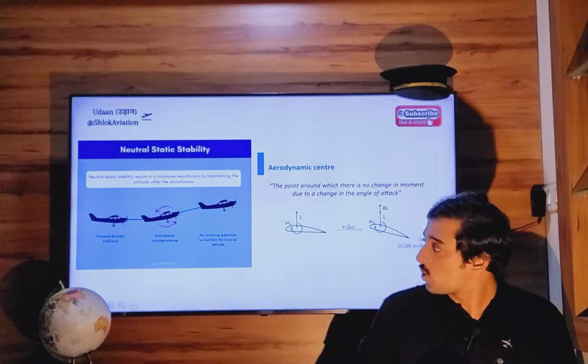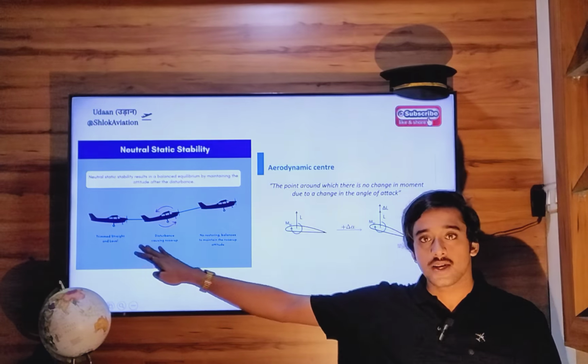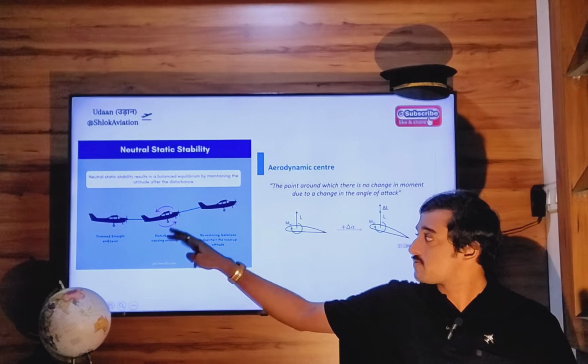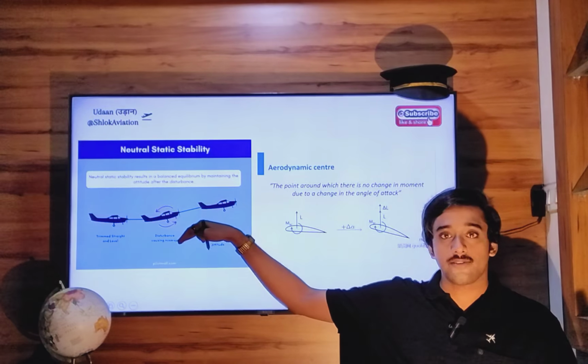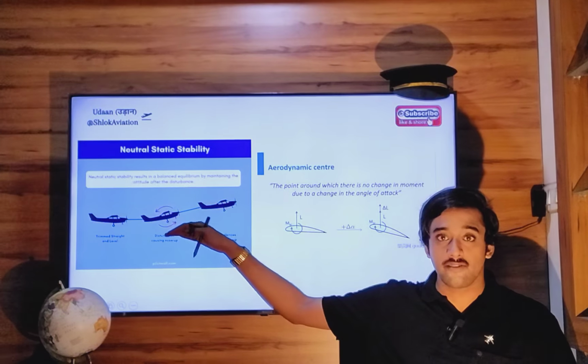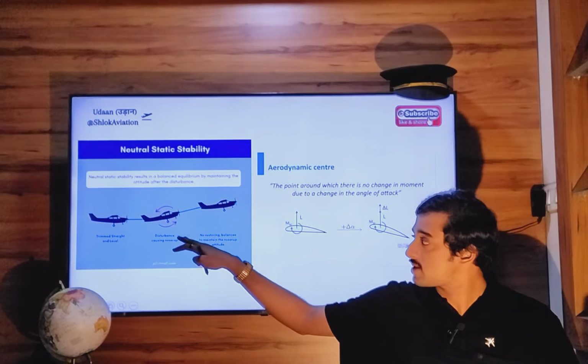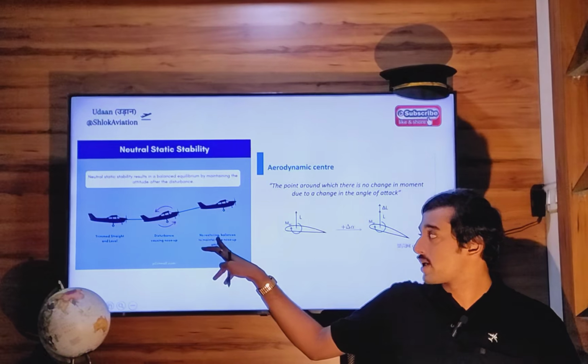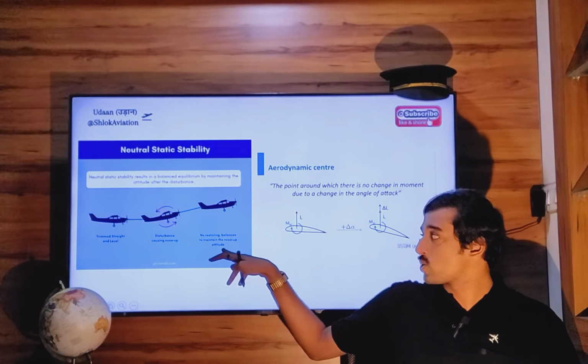Okay. So over here you're flying straight and level, and there is some kind of disturbance. For example, let's say updrafts pushes your aircraft or makes your aircraft deviate from its original flight path, and this is your new position. Okay, so there is no restoring balance to maintain the nose pitch attitude.